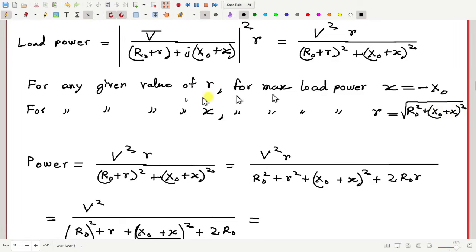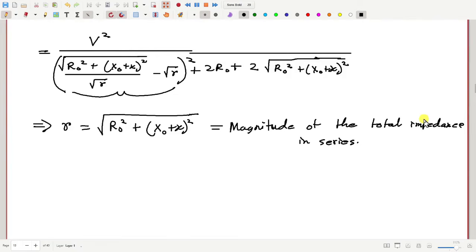Now combining these two facts, number 1 and number 2: number 1 says that for any given value of little r, x should be equal to minus capital X naught, and for any fixed value of little x, r should be this. Now if both little r and x are variable, then what happens?